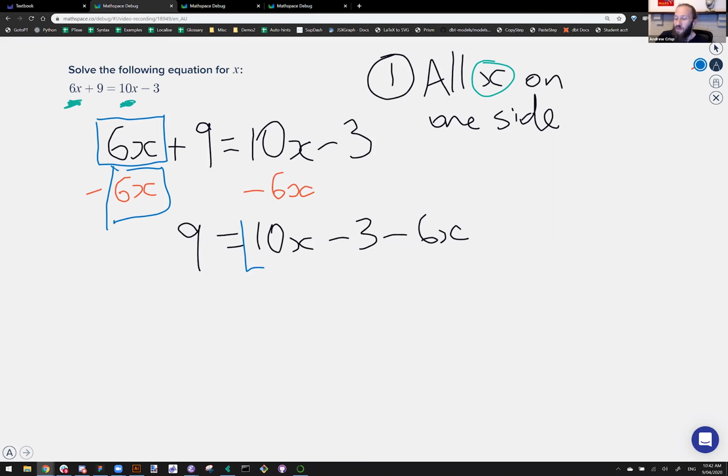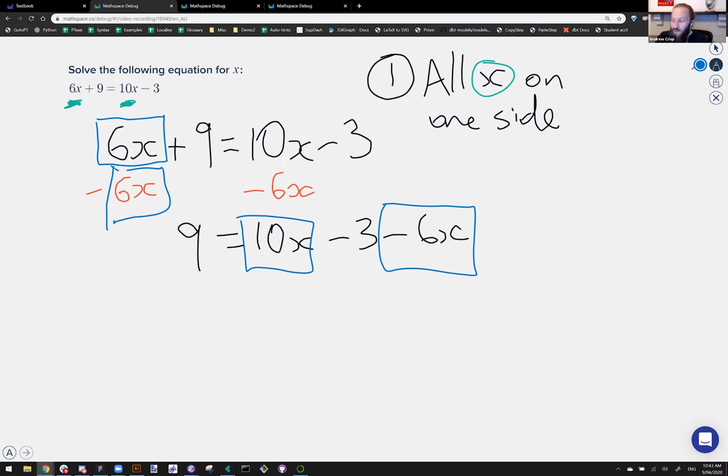These two expressions are what we call like terms. They both have exactly the same combination of letters. They both have x's. Minus 3, he's not invited. He doesn't have an x. If someone else came along and they were an xy, not invited. X squared, not invited. Got to have the same combination of letters. 10x minus 6x, we can combine those two together.